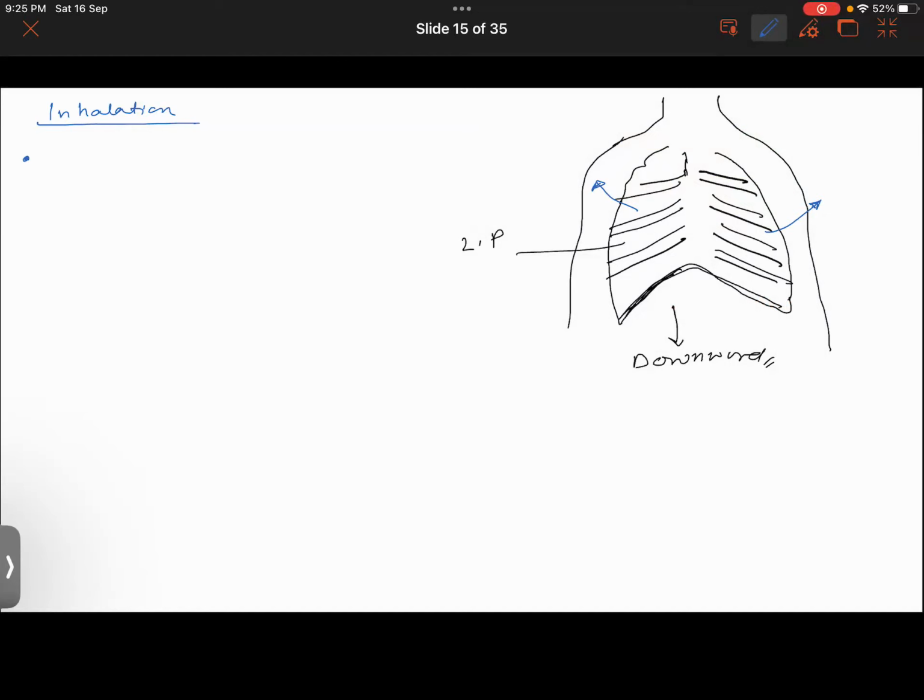Okay, so in the process of inhalation, we just saw that the muscles between the ribs contract. If they contract, they cause the ribs to move upward. Getting it? And what about the diaphragm, Chakrika? What do you think? Diaphragm will move where? It will move downwards, sir. Move downwards. Very good. So remember these points here.